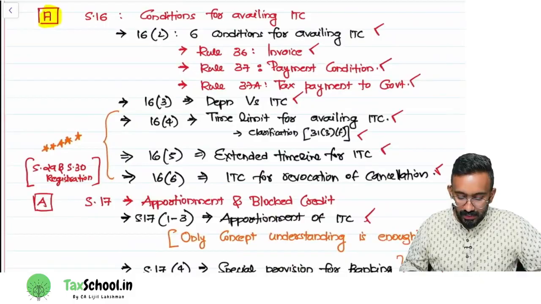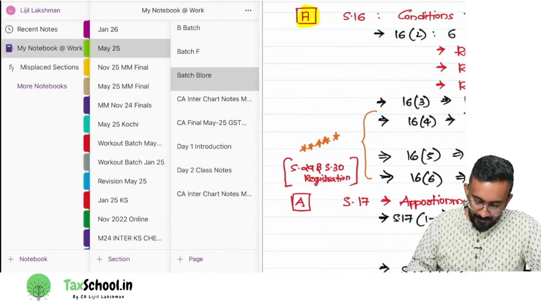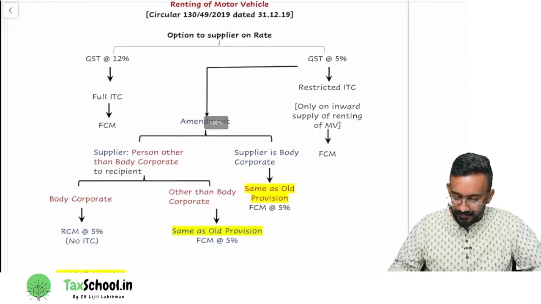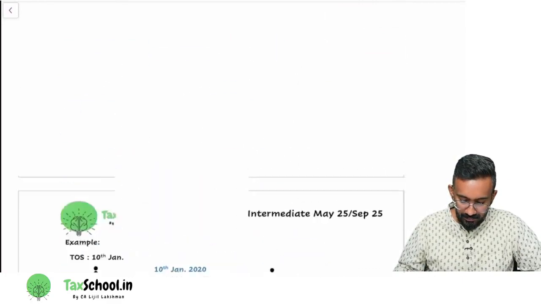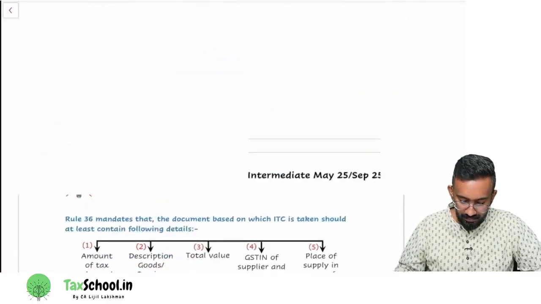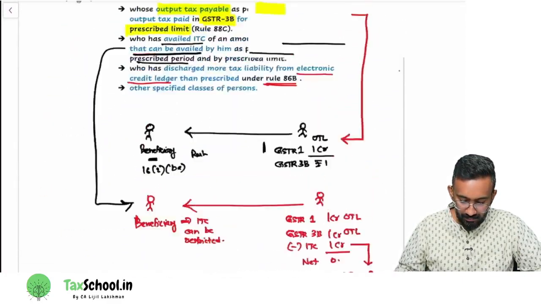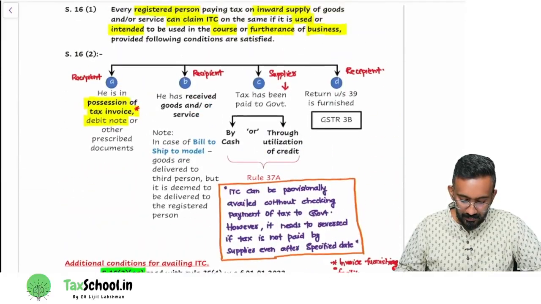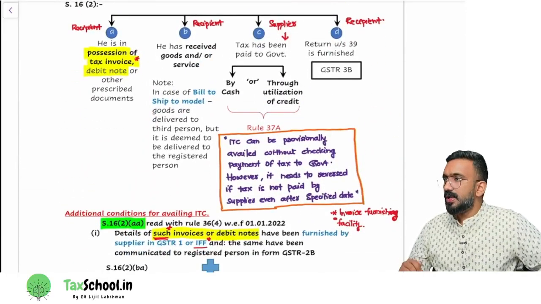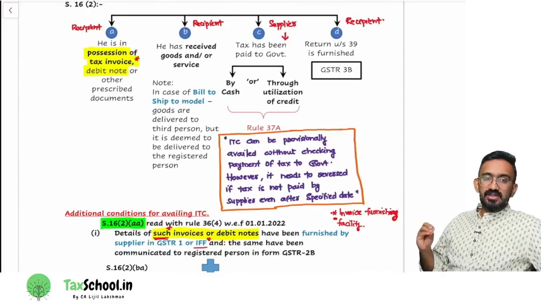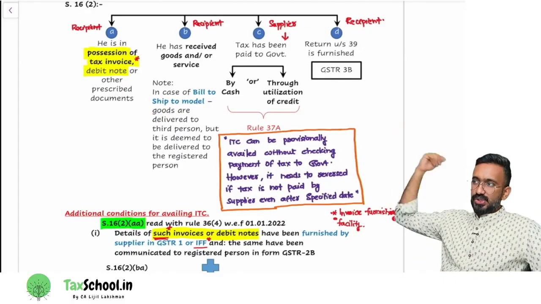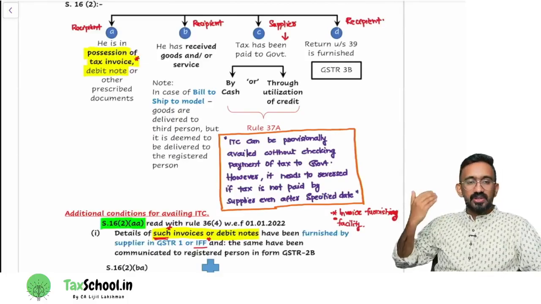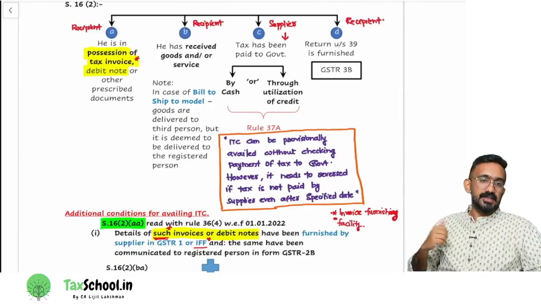Now let me take you through the topic. First, I will move to section 16, subsection 2. You can see it on the screen. I have given 4 conditions for availing ITC, but I told you that in total there are 6 conditions for you to take ITC.